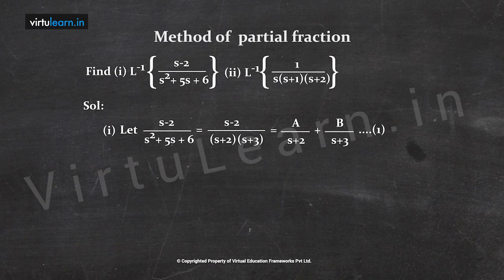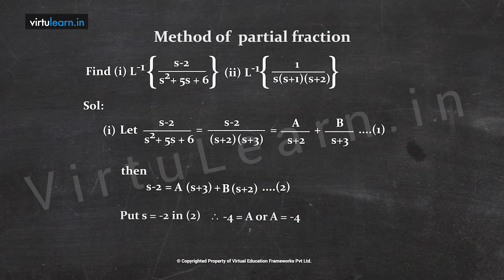Now you calculate capital A and capital B. For that purpose, this side is s minus 2, equal to A into (s plus 3) plus B into (s plus 2). The denominator part we can cancel after taking the LCM; I am not writing that part. Then to calculate the A and B values, put s equal to minus 2. S equal to minus 2 means B is 0. Then minus 2 minus 2 is minus 4, so A equals minus 4.